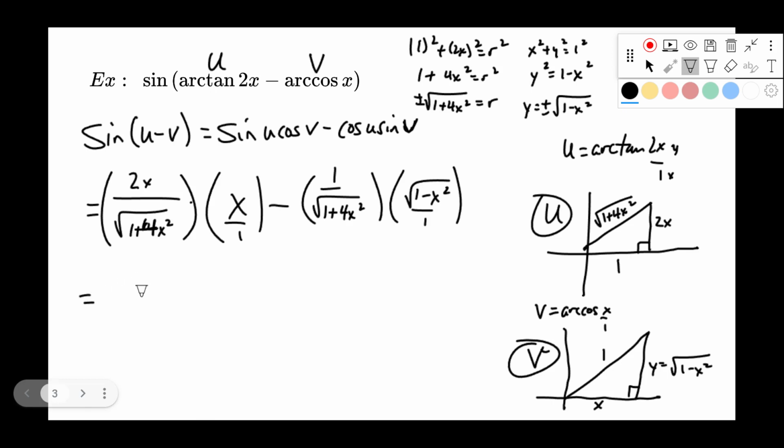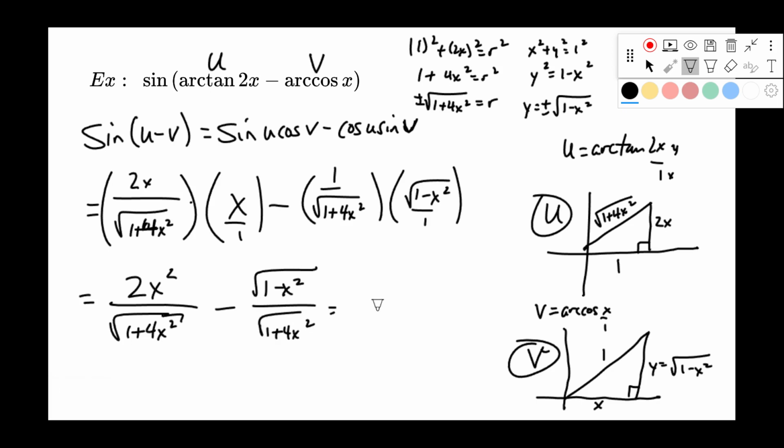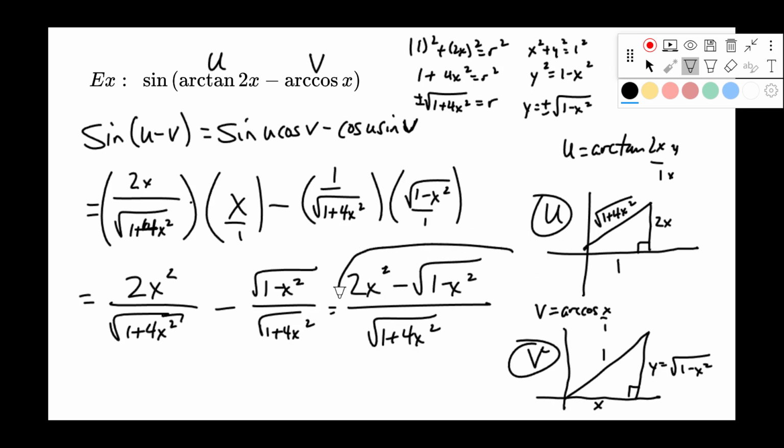So we're going to multiply straight across. We get 2x squared over the square root of 1 plus 4x squared minus the square root of 1 minus x squared over the square root of 1 plus 4x squared. Now the denominator is common, and then we're going to subtract the tops, but we really can't subtract them. We just have to leave it there. And this is my answer: 2x squared minus the square root of 1 minus x squared over the square root of 1 plus 4x squared.